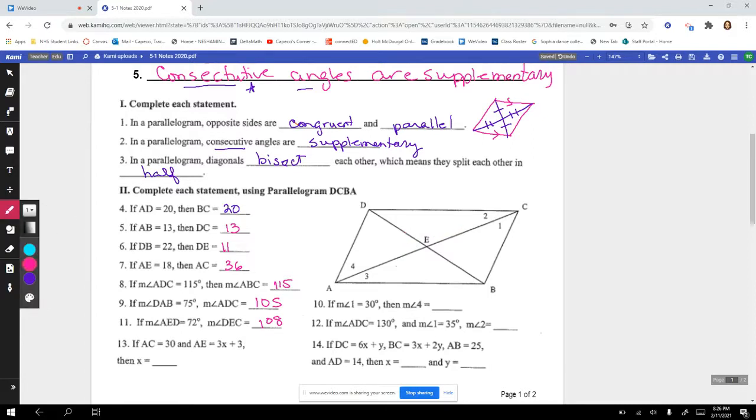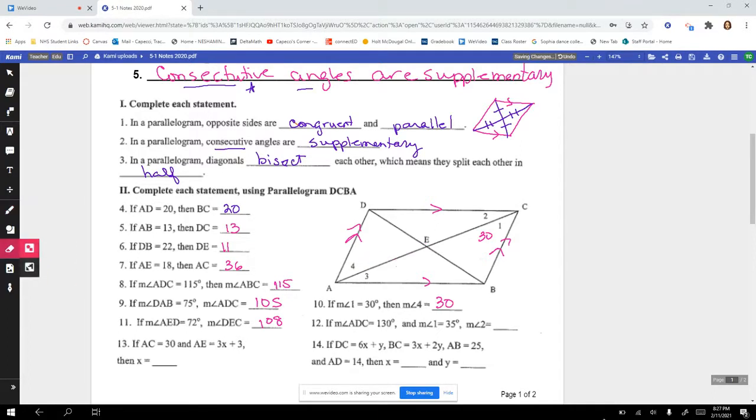I have the measure of angle 1 is 30. So the measure of angle 4, this one right here, now they are alternate interior angles, remember, because this side is parallel and these other pair is parallel as well. So angle 4 and angle 1 are alternate interior, so they're congruent, so it's also going to be 30.